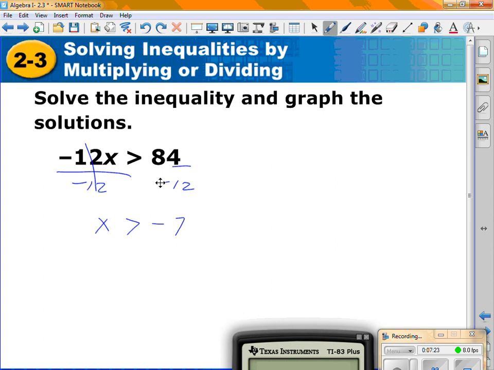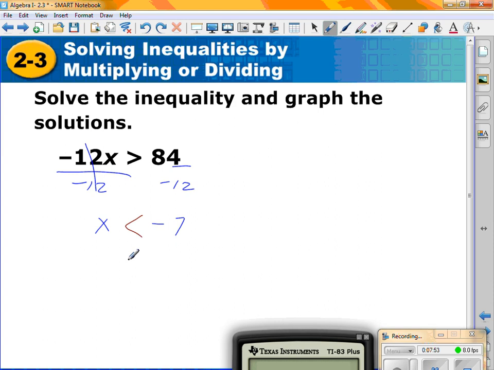No, it's false. Because what's happening is, when you're dividing by a negative, you're changing the sign of everything. You're changing the sign, you're changing the sign, you're also changing the sign here. This becomes a less than. Whenever you multiply or divide by a negative, you change the symbol too.